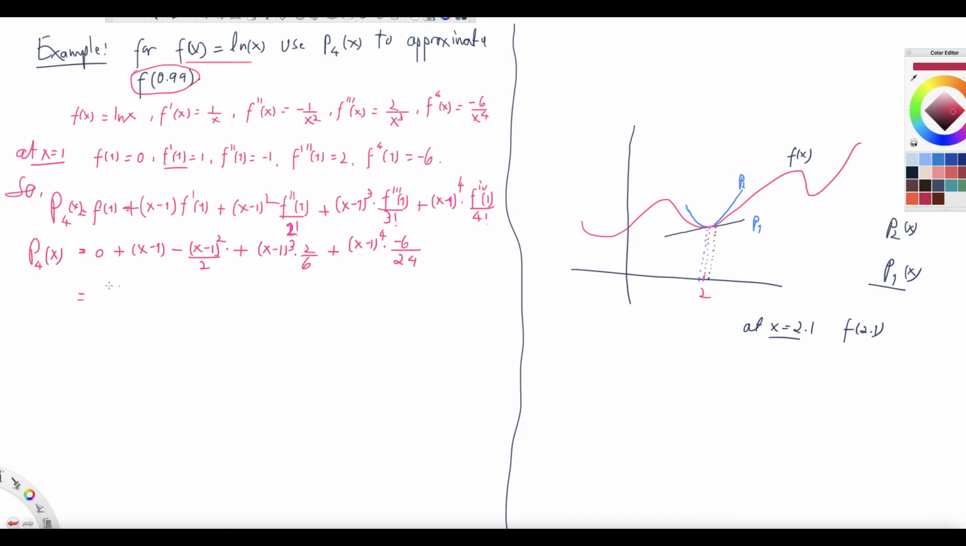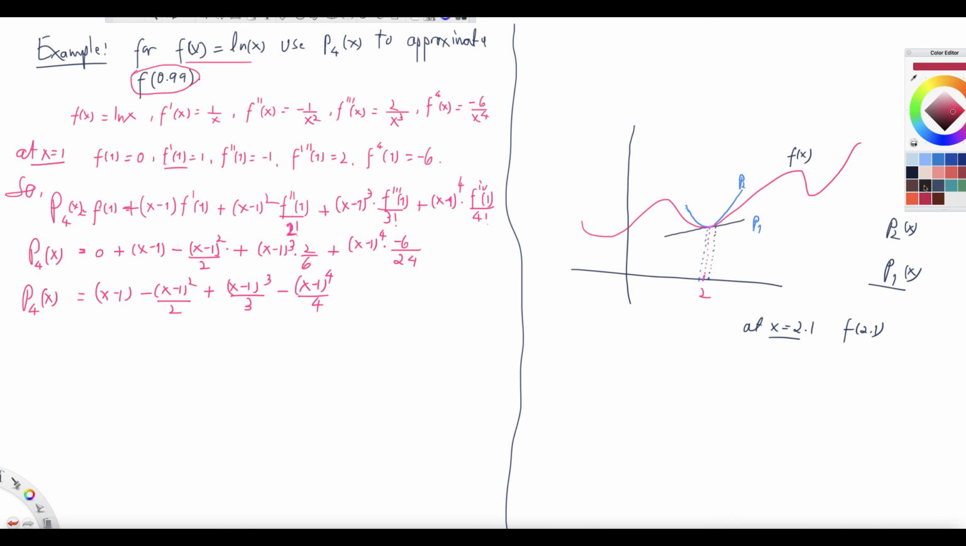So what you get basically is P4(x) equals (x minus 1) minus (x minus 1) squared over 2, right? And then plus (x minus 1) cubed over 3. You see that? Because 2 over 6 is 1/3. Plus, then minus, because there is a minus there, right? So minus (x minus 1) to the 4 divided by 4. Okay, so this is the 4th degree polynomial approximation of natural log of x around x equals 1.